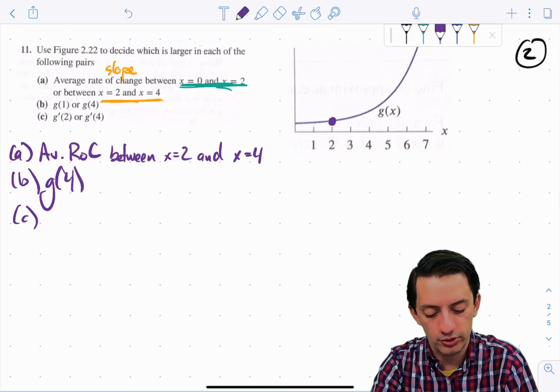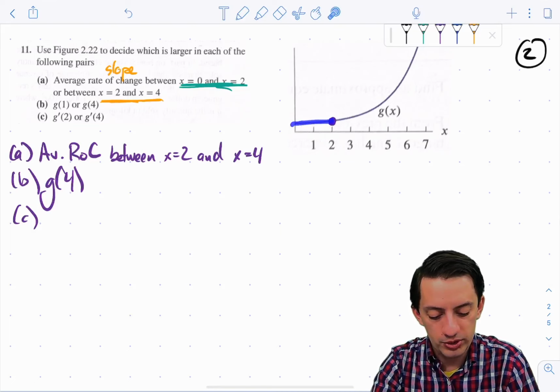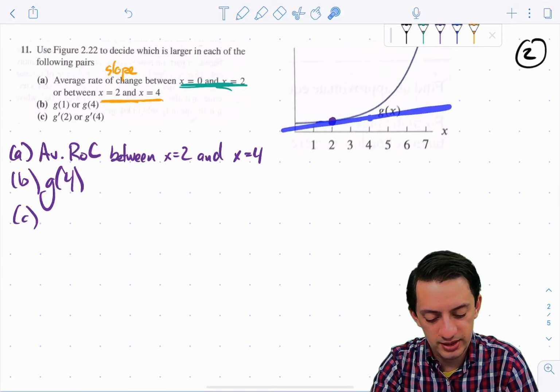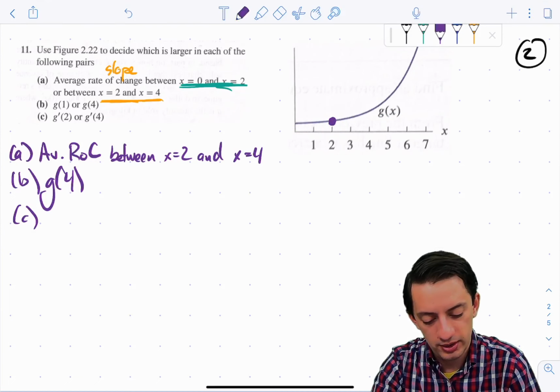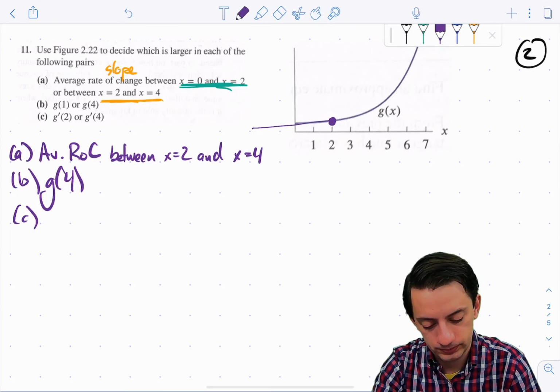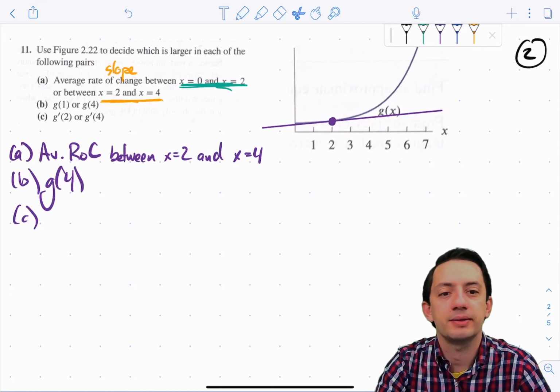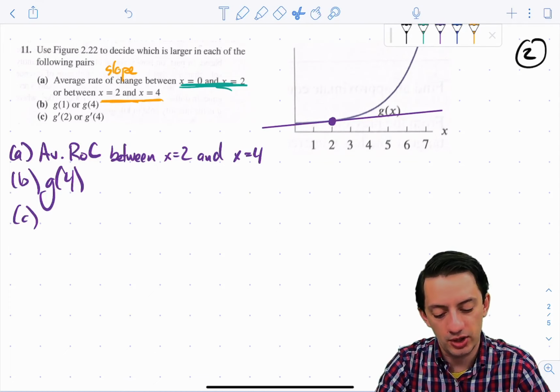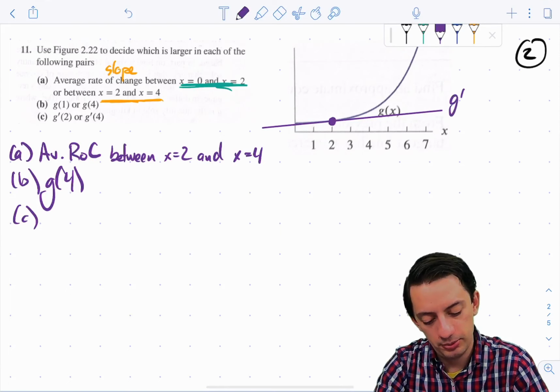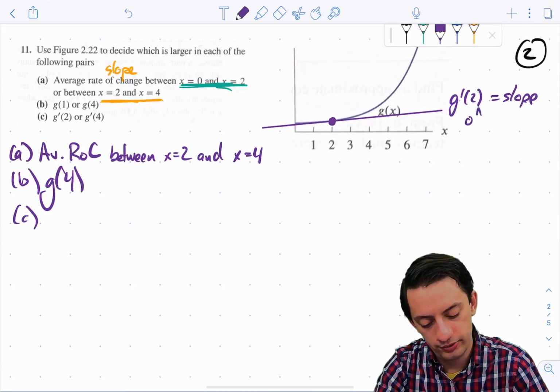So if you're on the roller coaster going uphill, once you're right here, how are you facing? Well, you're facing like this. So let's try to draw that tangent line. Something like that. Maybe it just needs a little adjustment, but that's pretty close, I think. So the slope of the tangent line, g prime of 2, equals the slope of this line.